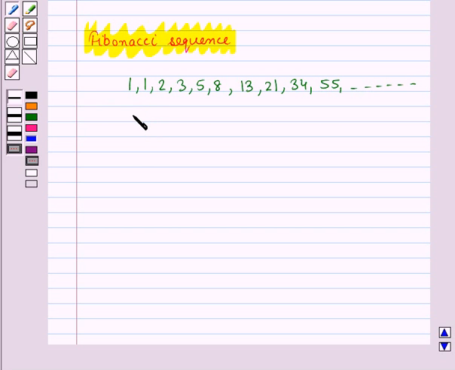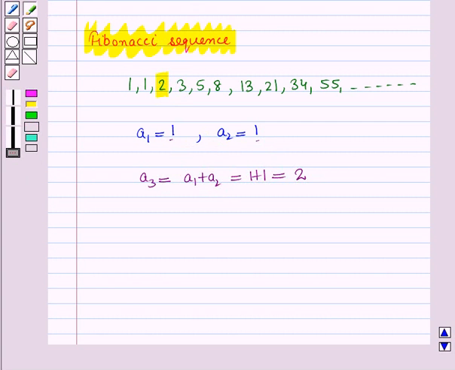Now here, first term of this sequence is A1, which is equal to 1, and here second term, that is A2, is equal to 1. Now here the third term, that is A3, is equal to A1 plus A2, which is equal to 1 plus 1, which is equal to 2. So here A3 is equal to 2. So here this term is obtained by adding two terms preceding it.